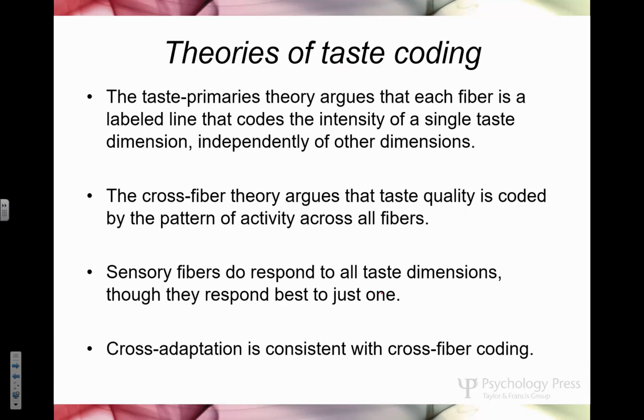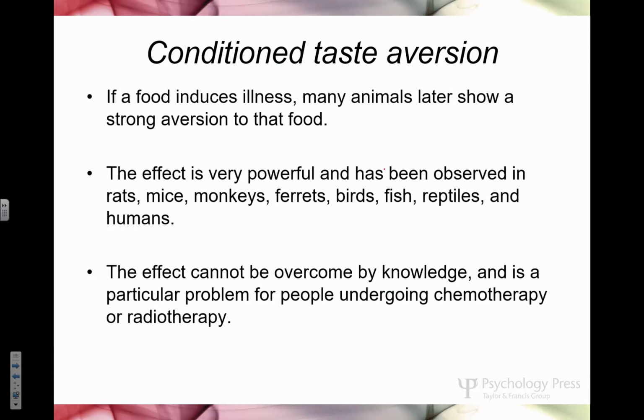So no worries. What do you need to know about theories of taste coding? Not a big deal here. Basically, we've got these sensory fibers. They'll respond best just to one taste modality, right? So one taste. That's really all you need to take out of that. Conditioned taste aversion, we've already talked about this. Works in about every single species, including reptiles and fish. So that's pretty cool.